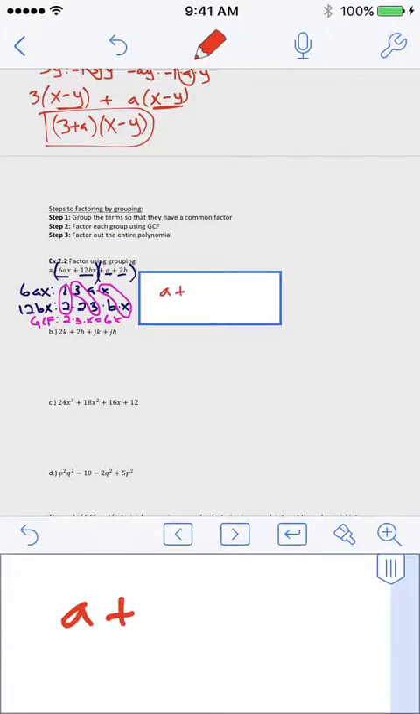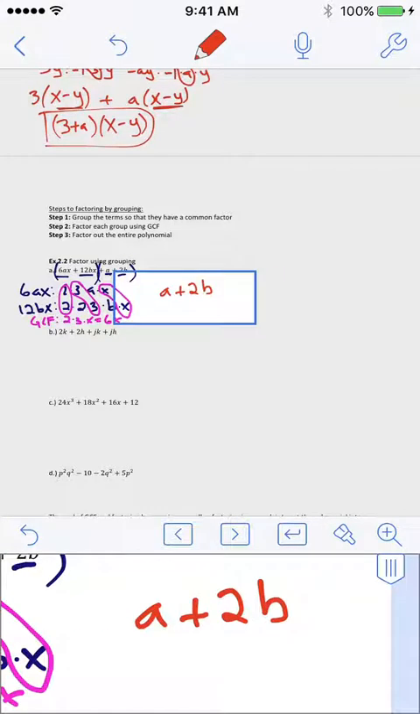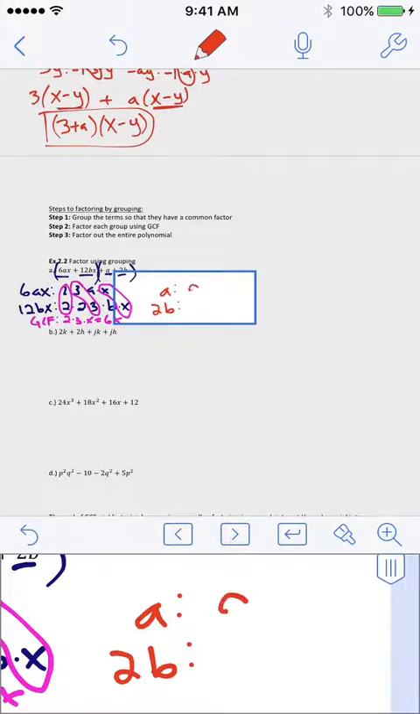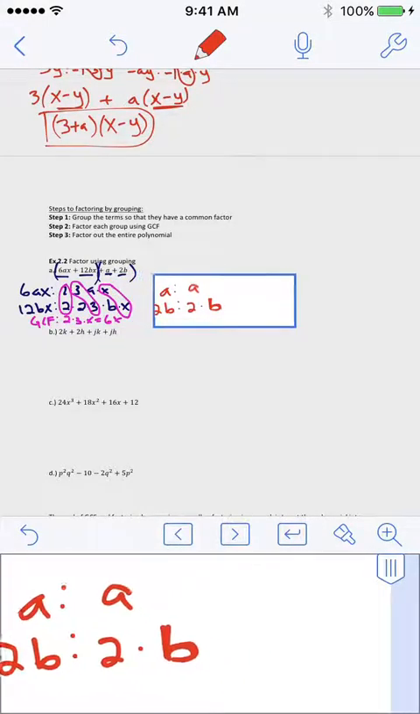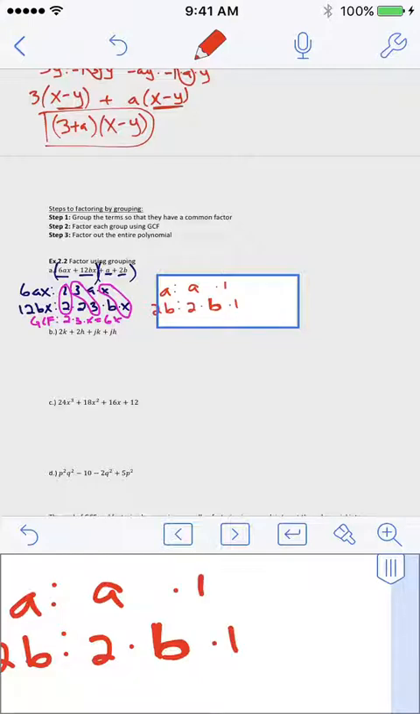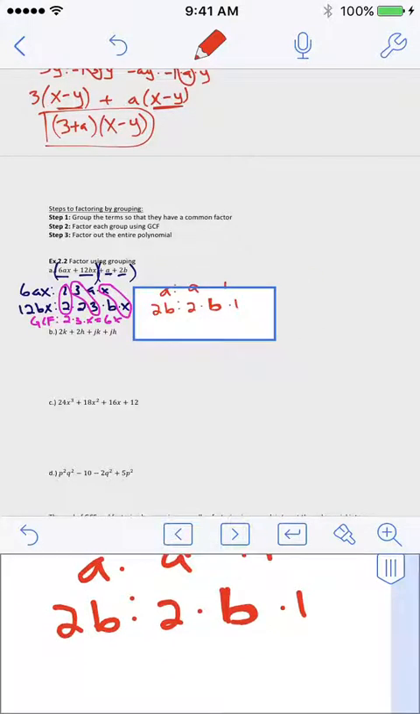I have a plus 2b. Interesting. Well, no, hold on. Sorry, I didn't want to write it that way. I have a and a 2b. This one is an a, and this one is a 2 and a b. And interesting, this one doesn't seem to have anything in common still. Except what? What did we talk about? They always have something in common. A 1. So this one's GCF is 1.